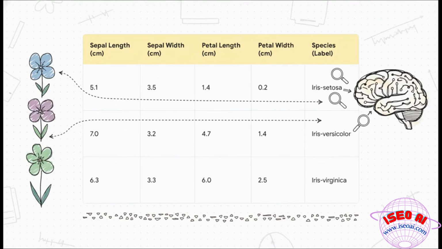So check this out. This is literally what the machine sees. You can think of it like a textbook filled with examples. Every single row is a different flower. You've got the features, the measurements, on the left, and way over on the right, you've got the label, the correct species. The machine's going to study thousands, sometimes millions of rows just like this to find the hidden patterns.